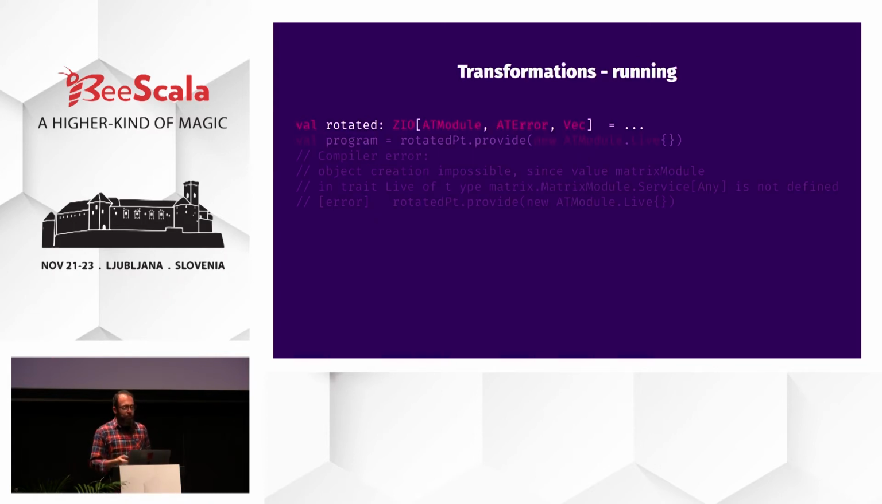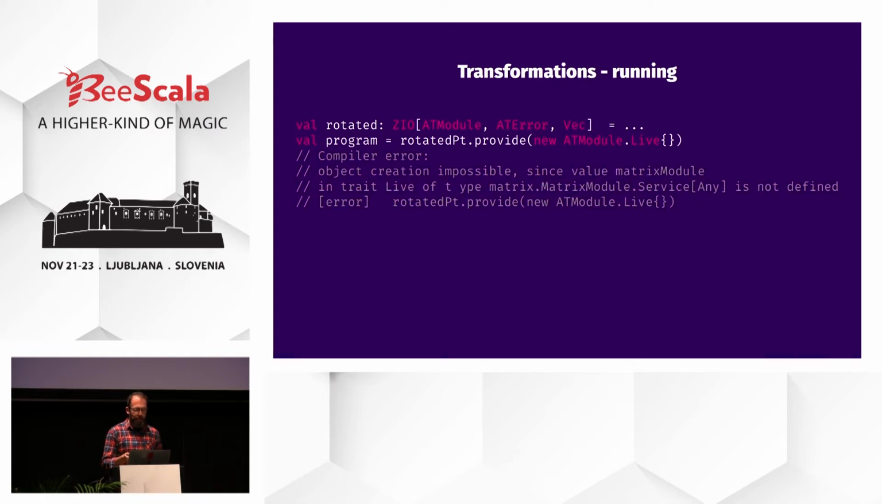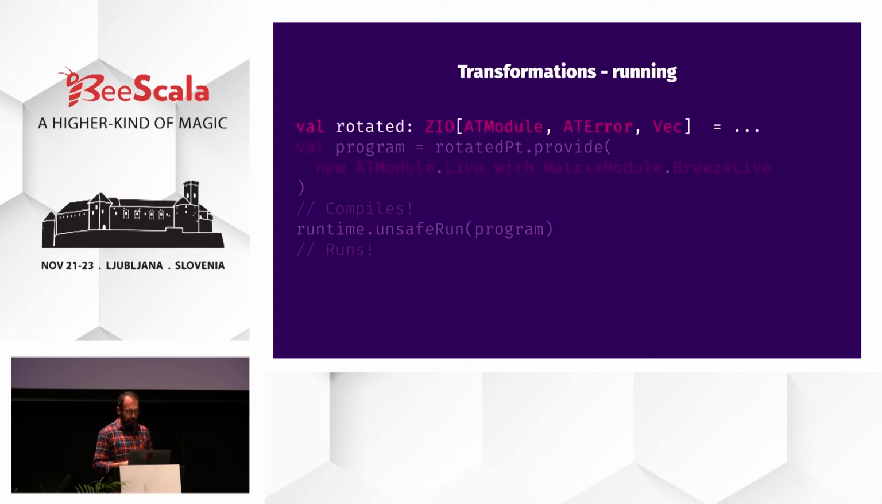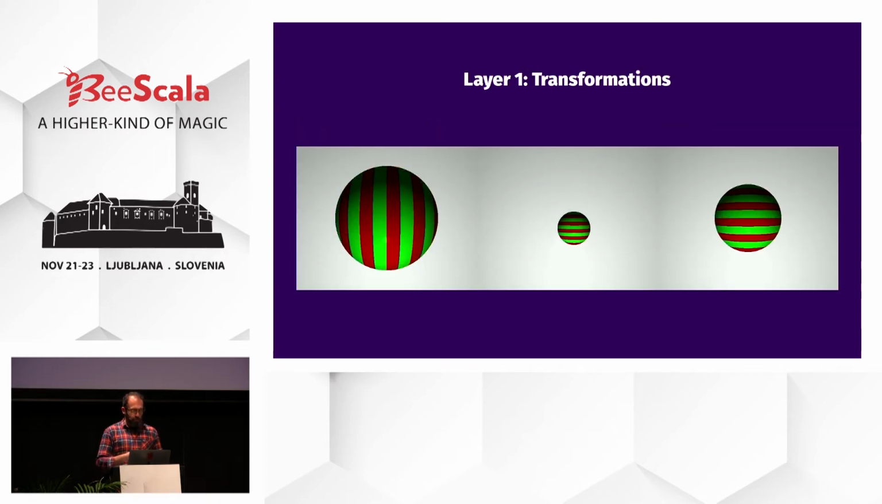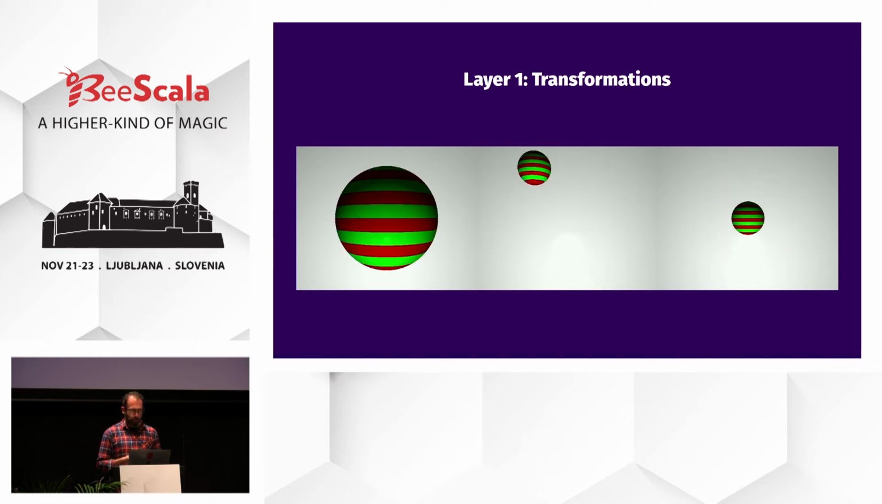So let's try now to run this program that we just wrote. So let's try to provide it with our live module that we just wrote, and the compiler tells us we forgot to provide a matrix module service. So we just follow what the compiler tells us. We have just to mix it in with the live version of our matrix module, in this case with a live version that is backed by Breeze, which is a Scala library for doing this kind of computations pretty fast. And then this compiles and even runs. And this is enough already to build this kind of rotation, translation, and scaling transformations.